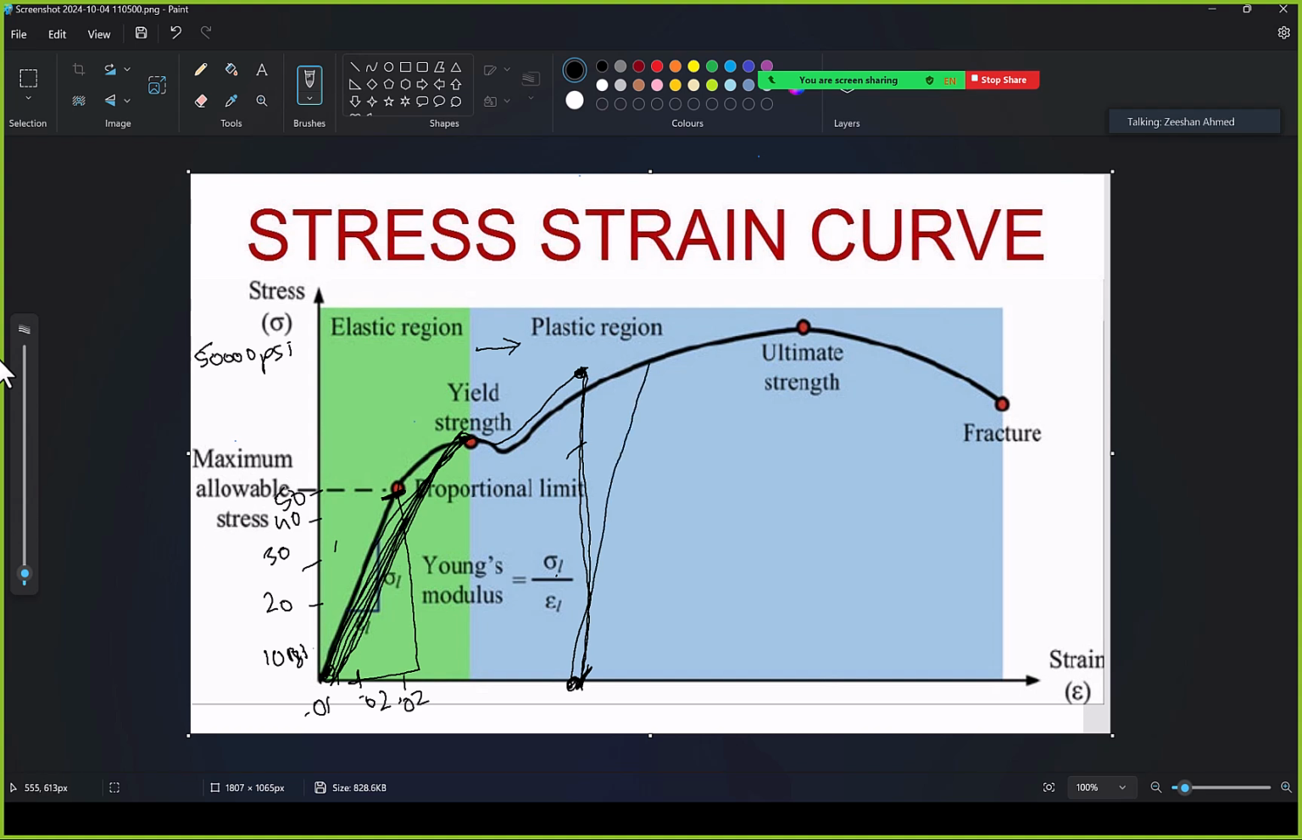Fun thing. This is a bit confusing for a while, but grab the concept. There are lots and lots of videos on the stress strain curve.